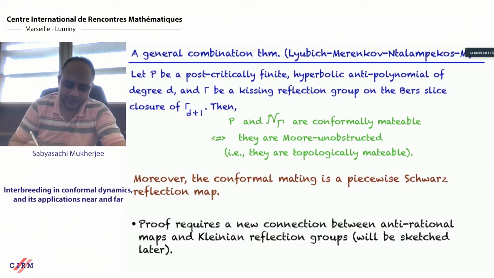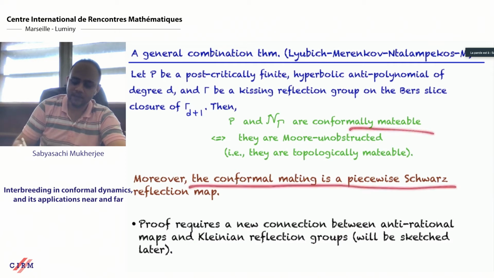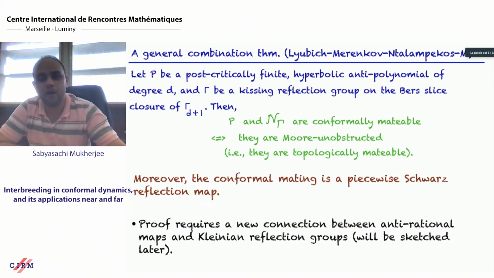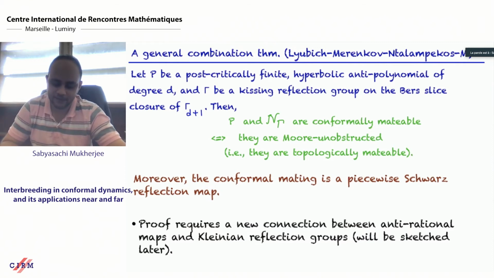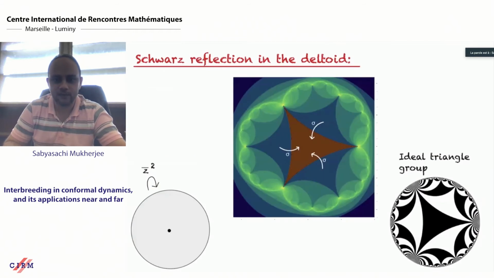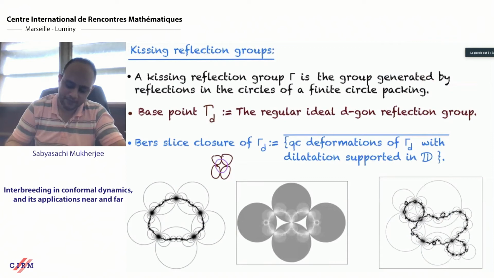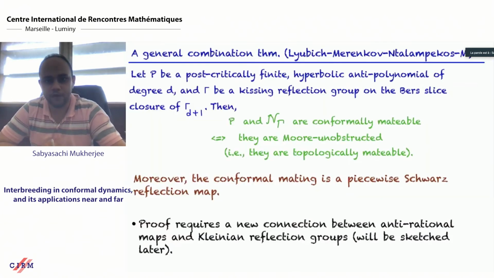The answer to the second question is easy. It turns out that if the things are mateable, then the conformal mating is always going to be a Schwarz reflection map or a piecewise Schwarz reflection map, which means that the Schwarz reflection maps, the examples that I showed you in the first few slides, are not just arbitrary. If a reflection group is mateable with an antiholomorphic polynomial, it's always going to lie in the class of Schwarz reflections.